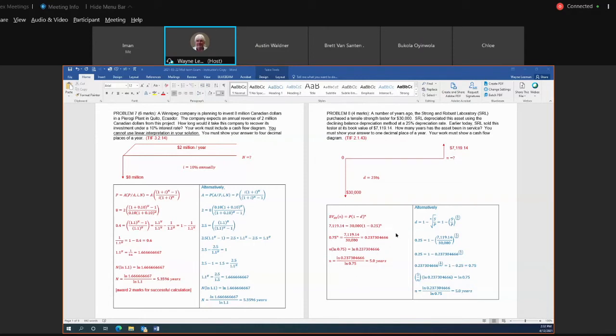Alternatively, some people handled it through this approach, and I had no problem with that either. It works just as well. So again, 5 years works out. So you can use either A or B, or red or blue.